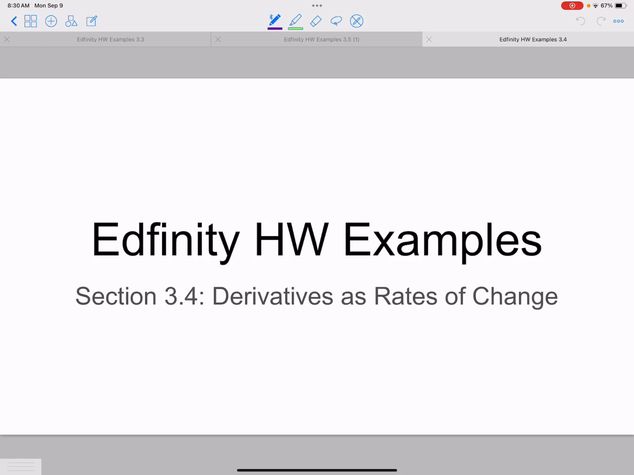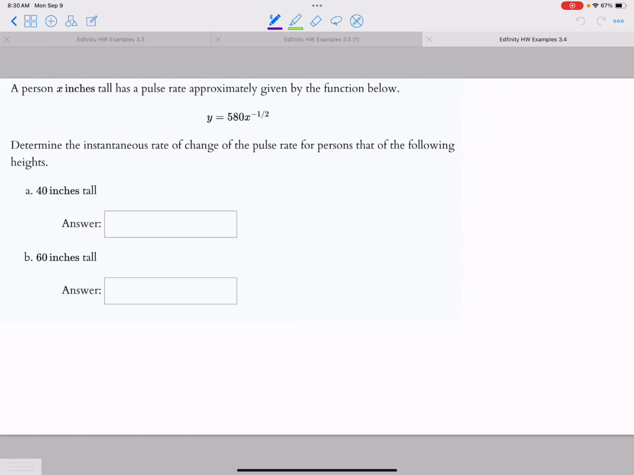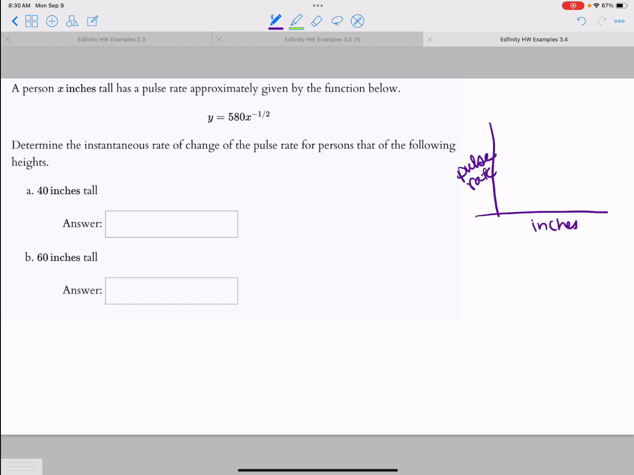Here are two examples from section 3.4. First one, we're given a person X inches tall, has a pulse rate of Y. So I just like to think about this graphically. We are asked to determine the instantaneous rate of change, that is the derivative, of the pulse rate for a person that is the following heights. So in other words, we're trying to find y prime at 40 and y prime at 60.